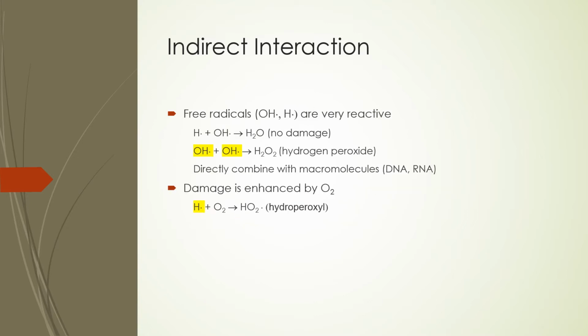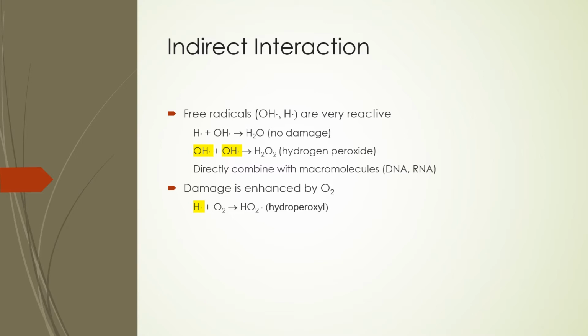Free radicals are very reactive. Some free radicals will recombine to form water molecules and are therefore inactivated. But free radicals like the hydroxyls can also combine to form hydrogen peroxide. Both hydrogen peroxide and the free radicals themselves can directly interact with DNA. However, for low linear energy transfer radiations like X-rays and gamma rays, the molecular yield of hydrogen peroxide is low, and most indirect effects are due to the interactions of the hydroxyl radicals.